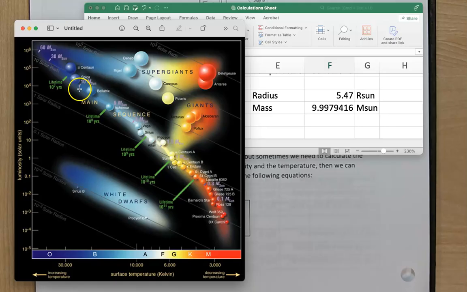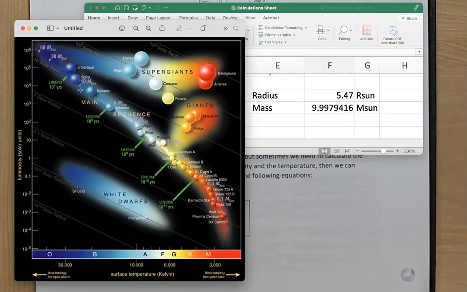Look, these gray lines here are lines for the radii of the stars. Any star sitting on this line will have a radius of 1 solar radius. Any star sitting on this line will have a radius of 10 solar radii. And our star right about here is right in between there. So here's 1, here's 10, 5.5 right there seems pretty reasonable.